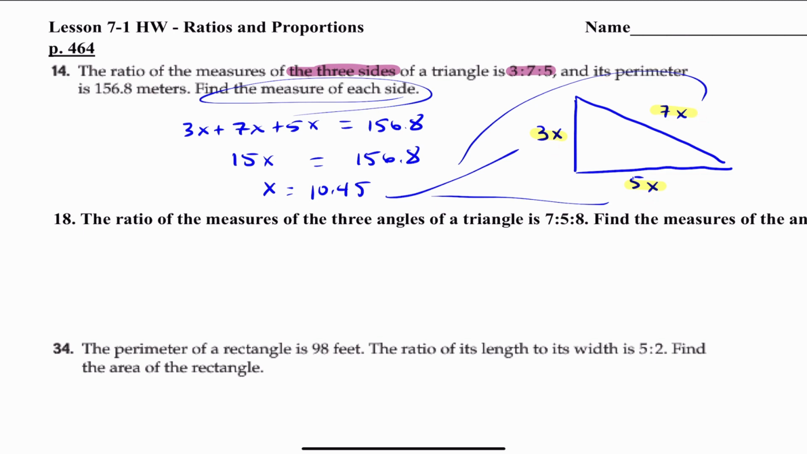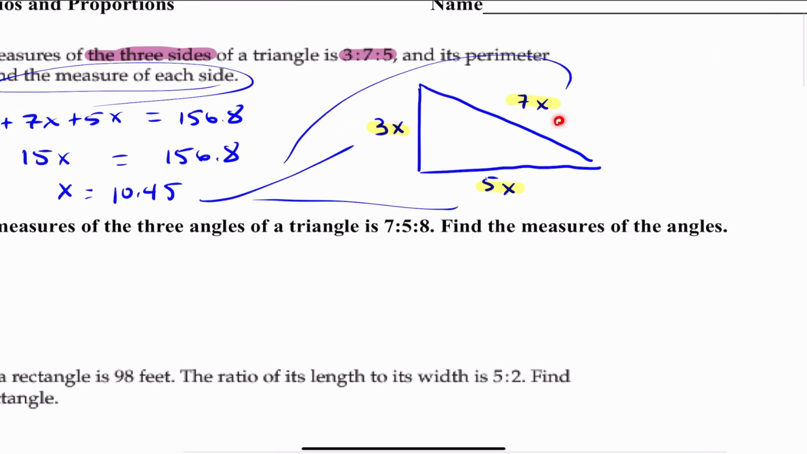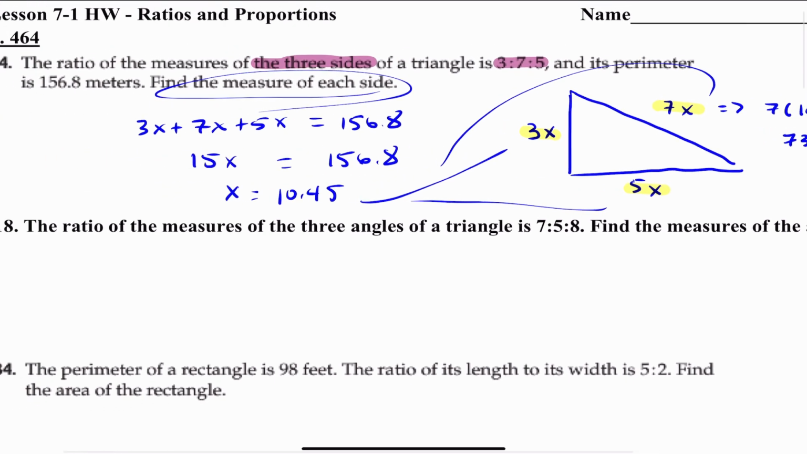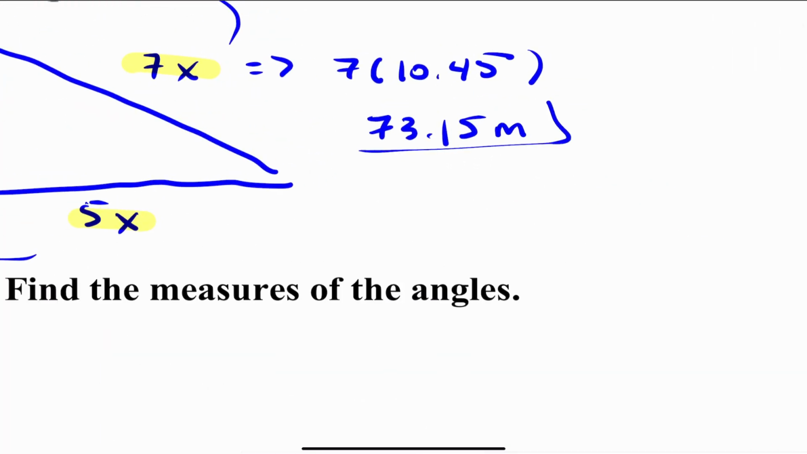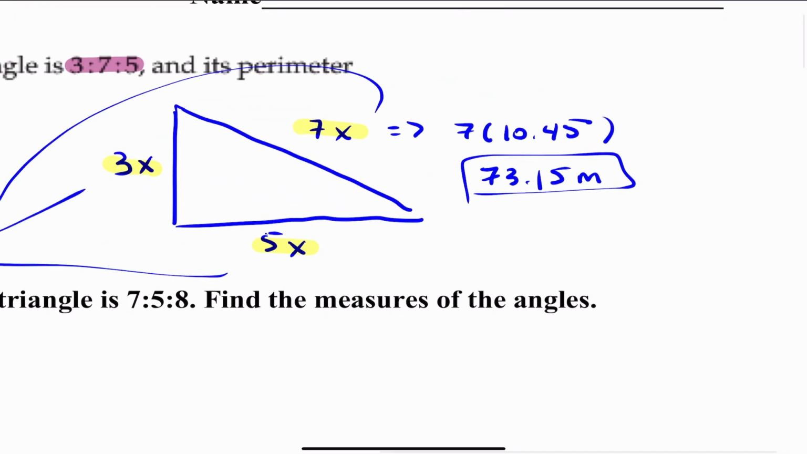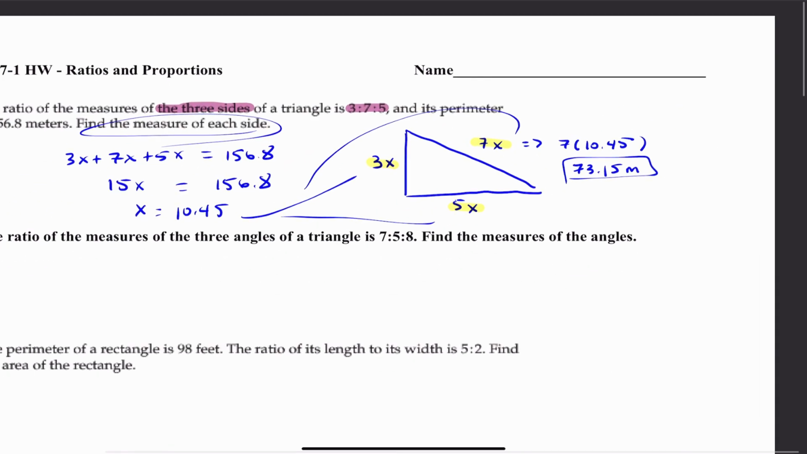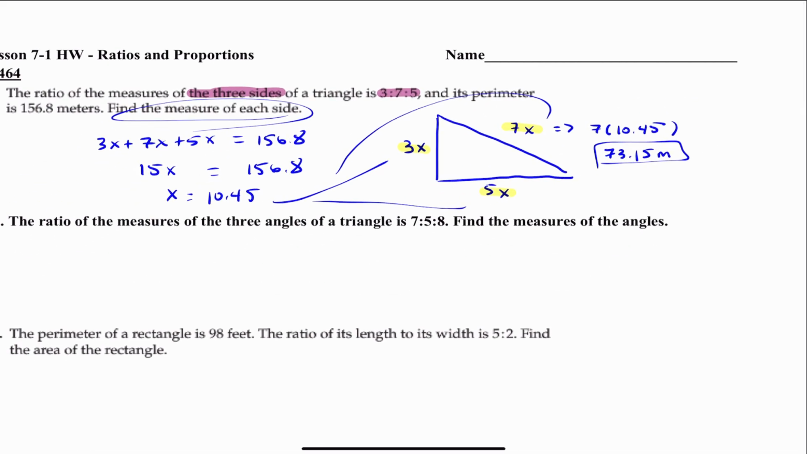Let me go ahead and plug in to one of them. Let's plug it into 7x. 7 times 10.45. That's going to give you 73.15. What is this in terms of meters? Okay, so I'm going to put the units, meters. Okay, that's one of my answers. Go ahead and do that for this side and this side. I'm finding the measures. You're not just solving for x. You've got to go ahead and find the measures as well.